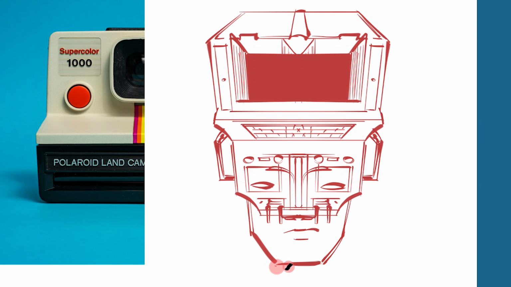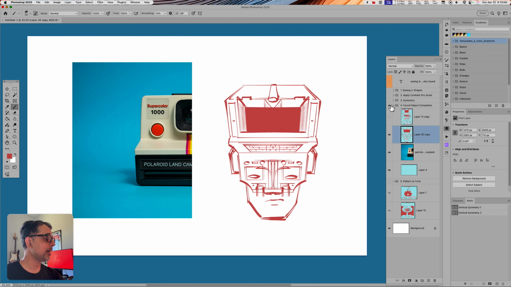I didn't even think that I was going to make a robot with this particular example here. It could be a robot, it could be some type of an opening, maybe it's a palace in some futuristic world. The choice is really up to you. Okay, so that's using found object completion.